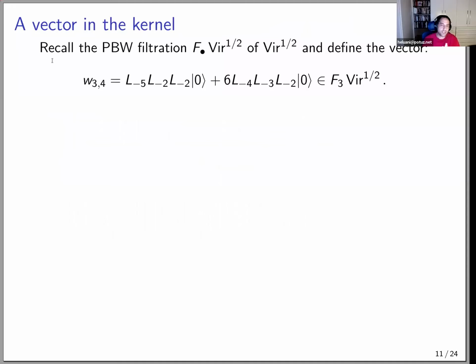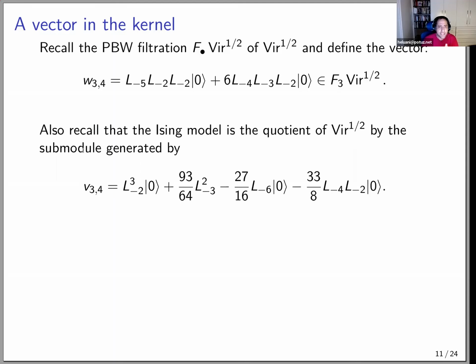So let's find a vector in the kernel. I define this vector, which is in energy 9 in the Virasoro module. And notice that it's in degree 3 in the filtration. Remember that 2 was degree 0 for the filtration, so 3 is 1 and 4 is 2. This is in degree 3. This is also in degree 3. 5 is in degree 3 and 2 is in degree 0. And the Ising model is generated by this vector.